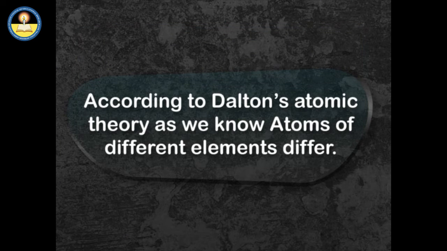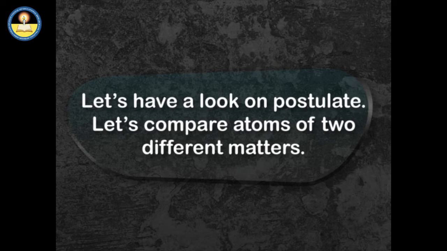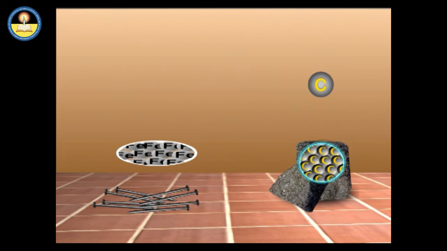According to Dalton's atomic theory, as we know, atoms of different elements differ. Let's have a look at the postulate. Let's compare atoms of two different matters. As we know, charcoal is made up of carbon atoms and an iron piece is made up of iron atoms. If we look at carbon and iron atoms at the micro level, we find that both differ in size.